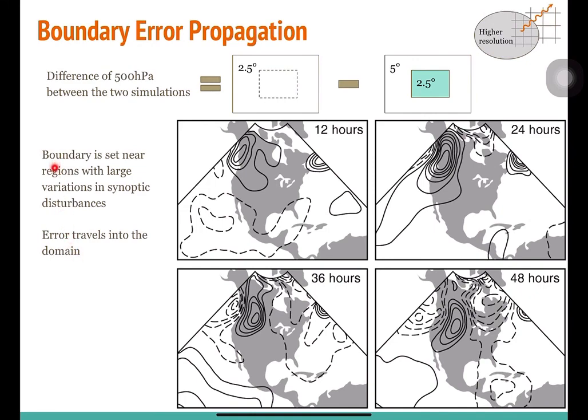The boundary, why do we have a problem like this? The boundary is set near the regions with large variations, which means that if we have something changing really quickly, we should not put the boundary here, because the boundary conditions cannot handle the drastic changes in the variables.